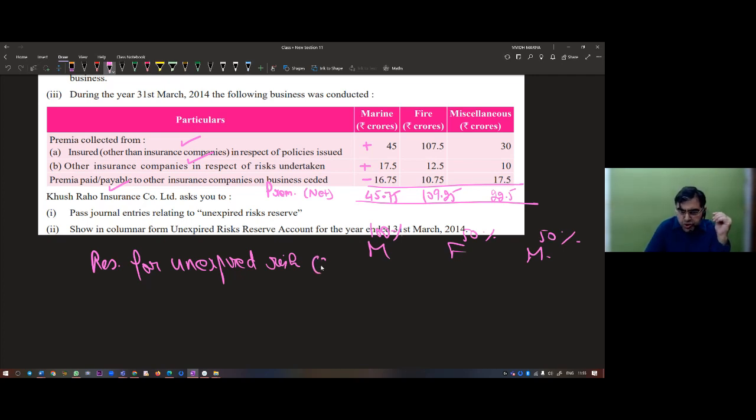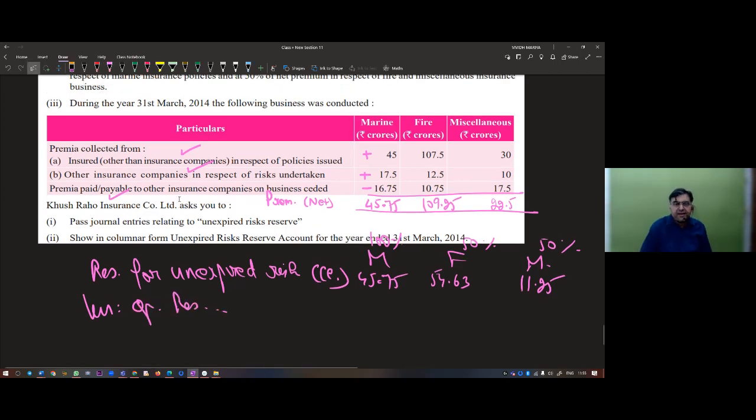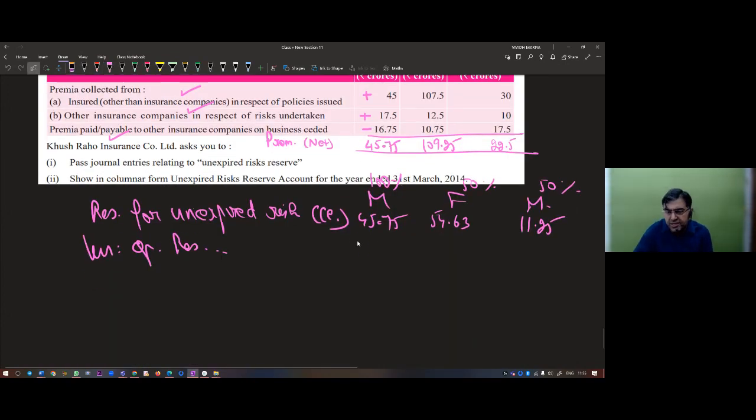The closing reserve has to be 45.75. 109.25 divided by 2 has to be 54.63, precisely 625. 22.5 into 50%, 11.25. Less opening reserve. Opening reserve for unexpired risk is already there. So the risk reserve for marine is 37.5.